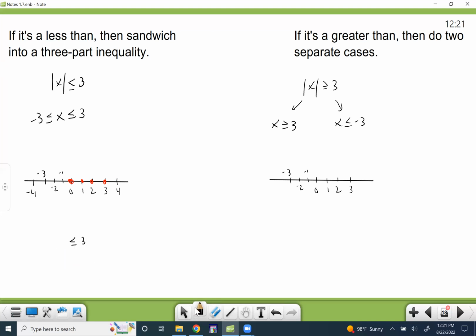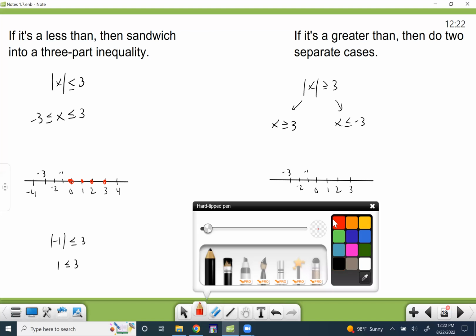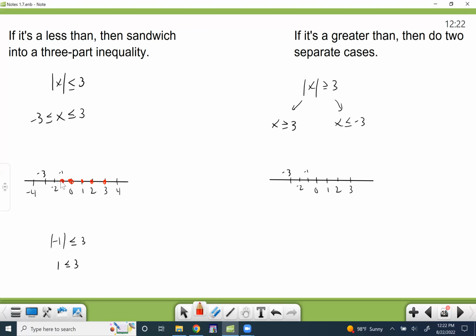All right, let's try some negatives. If I put -1 in, the absolute value of -1 is 1. And that is less than or equal to 3. So I'm going to go ahead and shade -1. And you can probably see that the same would be true for -2. What's going to happen if I absolute value it? It's +2, and it's less than 3. -3 would work. Some people might say all negatives would work, but not -4. If I absolute value -4, I get +4, which is not less than 3.